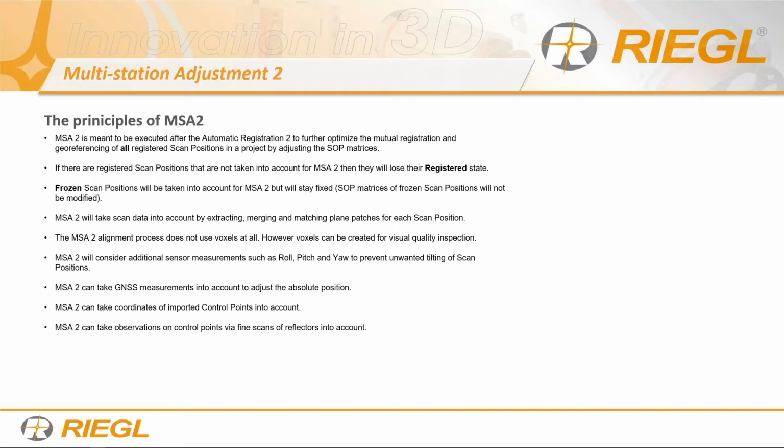SOP stands for scanner's own position, right? So every single scan position has its own SOP. So what this tool does is that it adjusts each scan position based on the matching planes, based on the survey control, to then give you the best results. If there are registered scan positions that are not taken into account for MSA, then they will lose their registration state. Frozen scan positions will be taken into account for MSA2, but will stay fixed.